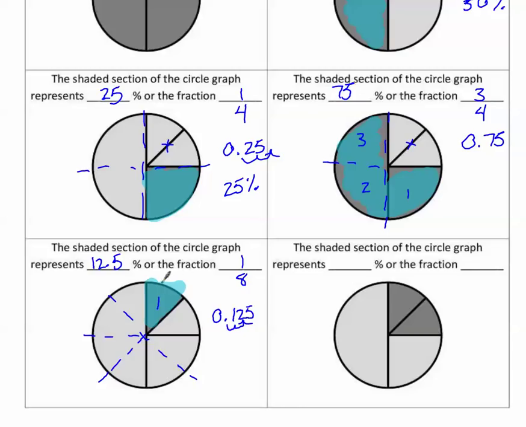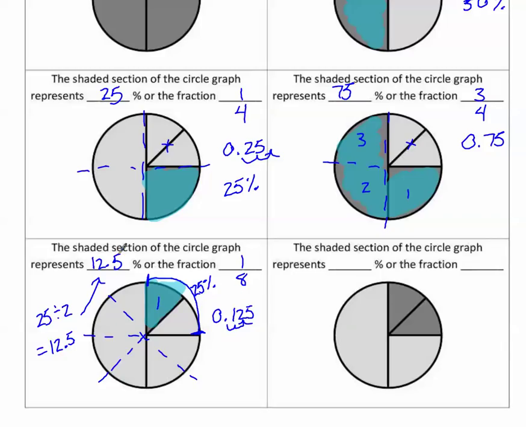Now, you could also look at this as a whole 25%, and I can see that it's cut in half. So I could do 25 divided by 2, and that will equal 12.5. So that's where that also can come from. If you don't like to do the fraction, you could always just take 25 divided by 2, and that'll become your percent.